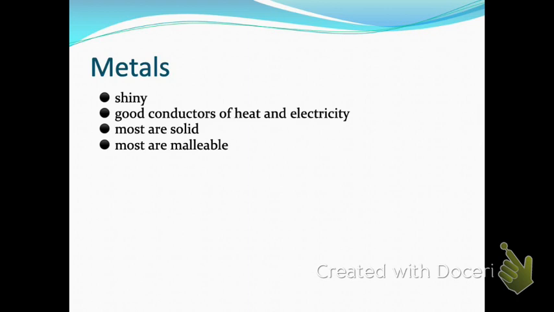Most of them are solid at room temperature. Do you know the one exception to that? What's a metal that's not solid at room temperature? Mercury. Good. Mercury is really our metal example of being a liquid at room temperature.